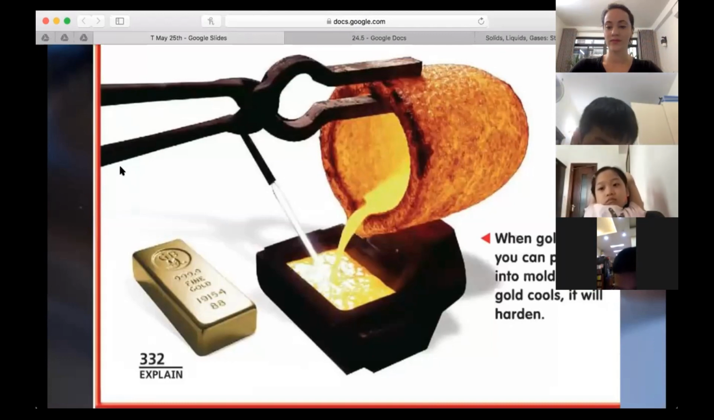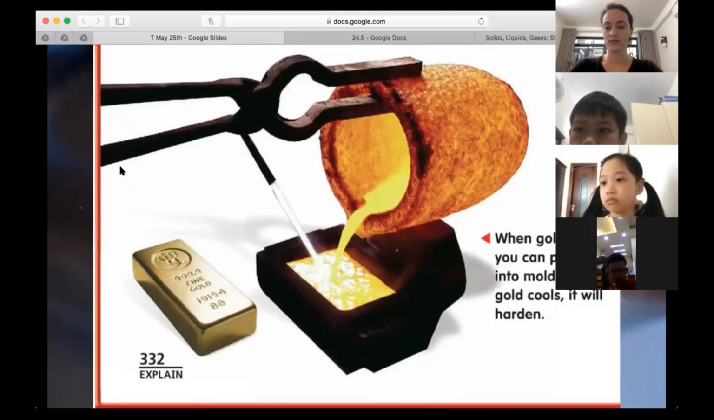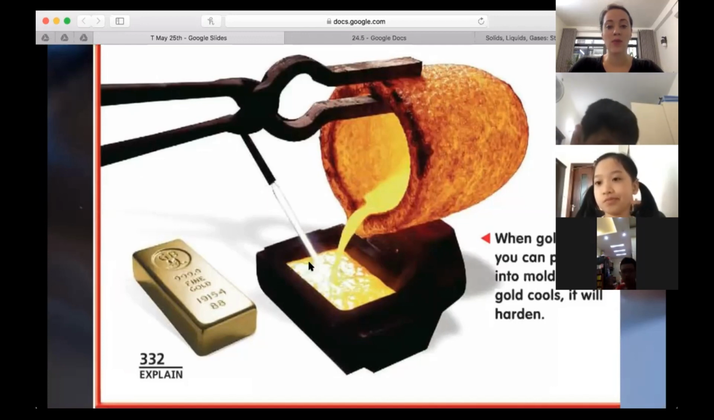When gold melts, you can pour it into a mold. As the gold cools, it will harden. It will get harder. So when gold melts, you can pour it into a mold. Same with steel and iron. Everyone go ahead and underline or circle the mold.